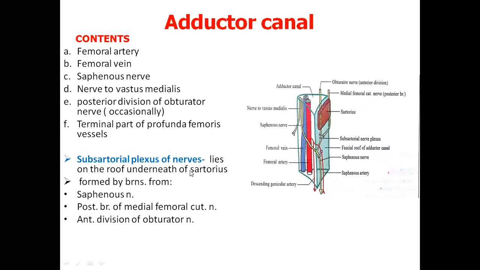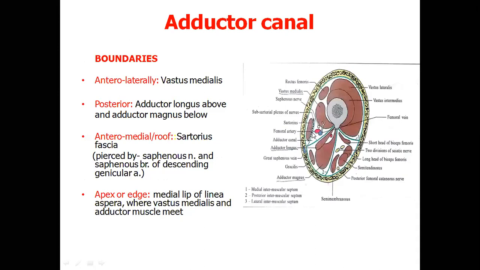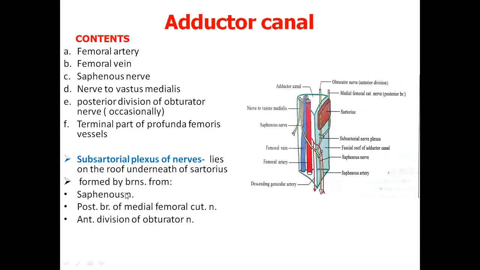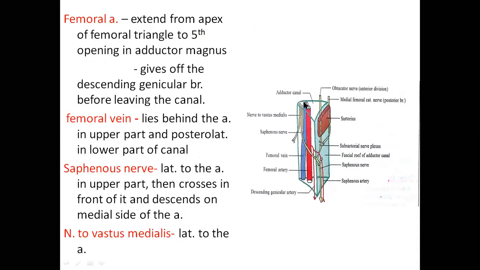So subsartorial plexus means what? I told you this one, right? So what are the nerves contributing? The saphenous nerve, which I told you is a branch of the anterior division of the femoral nerve, the posterior branch of the medial femoral cutaneous nerve, and the anterior division of the obturator nerve. Just think logically, what are the nerves close by? Obviously we have the obturator nerve, the femoral nerve, and some cutaneous nerves like the medial femoral cutaneous nerve. They form this subsartorial plexus. This is the medial aspect of the picture, this is the lateral aspect.